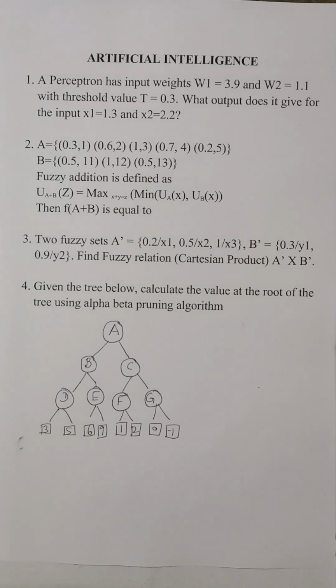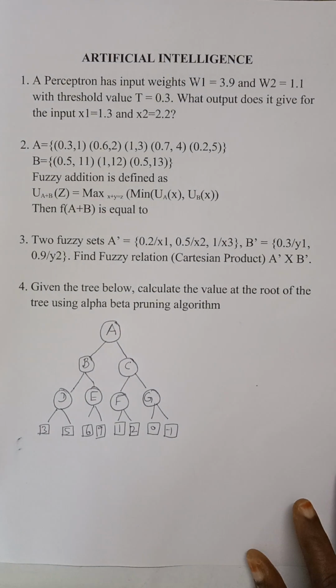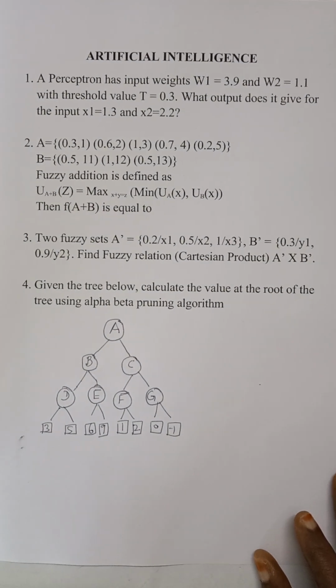Today we will see artificial intelligence. I have taken some problems, we'll try to solve them. The first problem: a perceptron has input weights W1 equal to 3.9 and W2 equal to 1.1 with threshold value T equal to 0.3. What output does it give for the input x1 equal to 1.3 and x2 equal to 2.2?